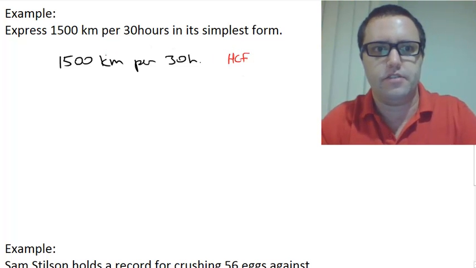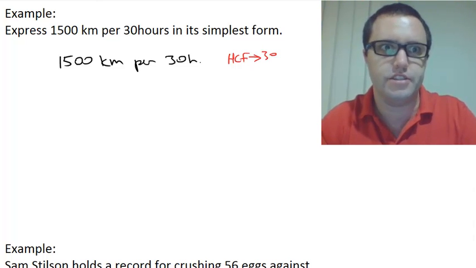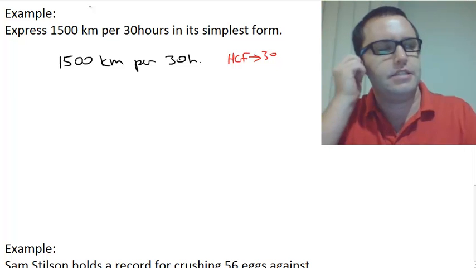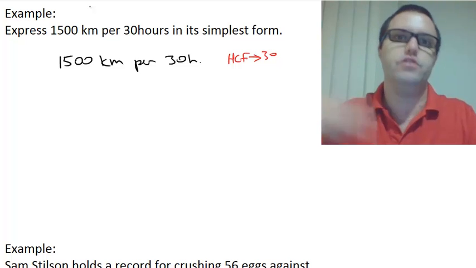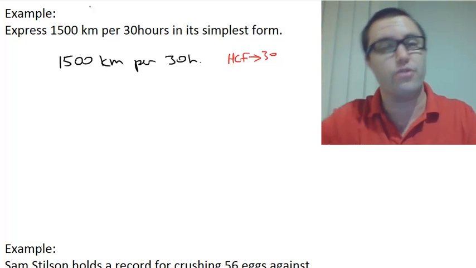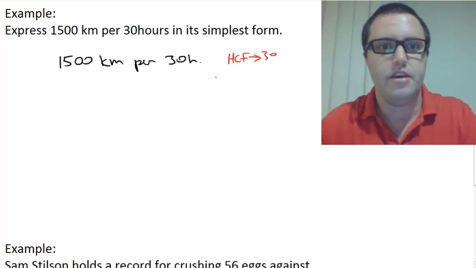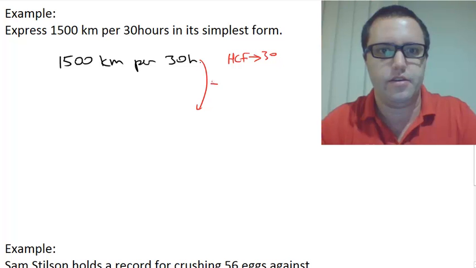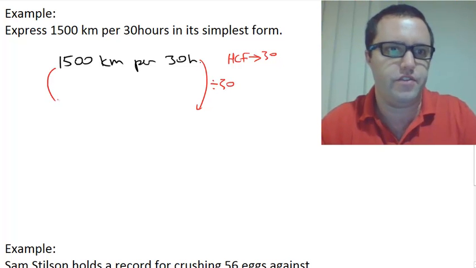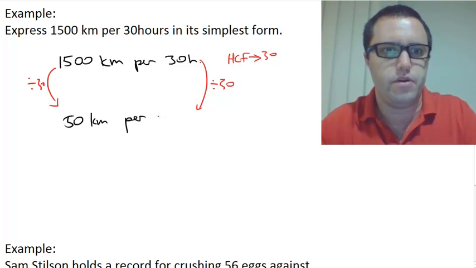Highest common factor of 1500 and 30 is 30. I've chosen these particularly well, so that they'll work straight away. Many of the questions you do out of the text in an exam format will be chosen particularly so that they will kind of work, although you do have calculators, so it will be very easy. Right, so we're going to divide 30 by 30, and we're going to divide 1500 by 30, and that's going to get us 50 kilometers per hour.